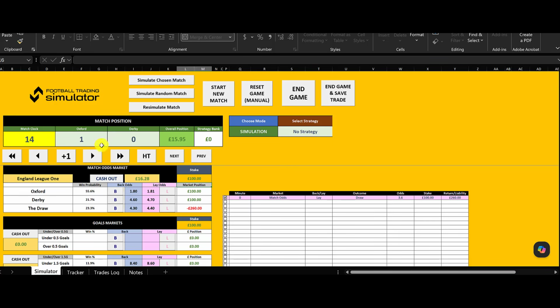We press next. Early goal to Oxford. £15 of profit locked in on this one. We don't have to lock it in. We could press the cash out and practice that, just to practice our trading. But we could also see where this match goes after this.